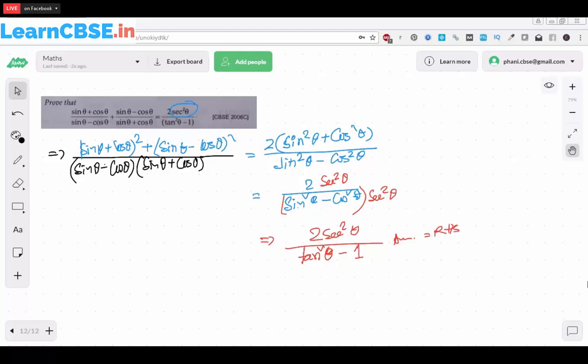So this is how we can prove the questions related to the trigonometrical identities. We used to have a lot of questions based on this. So let's try the next one, which is given.